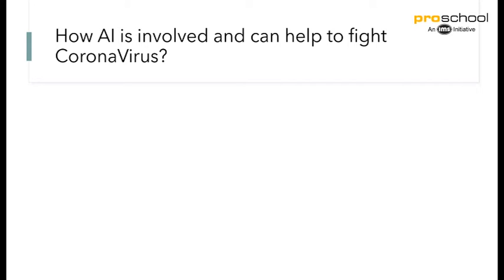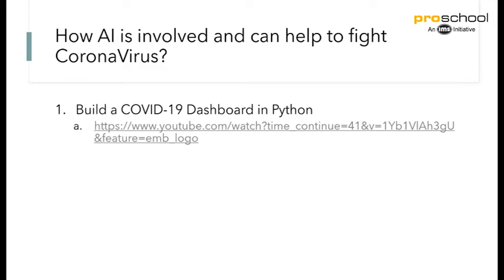Going to involve and how AI is helping to fight coronavirus. So I'm just giving you five pointers, and after that I will go into detail on how I have used AI techniques to look into how coronavirus could be handled. And much more, I will show how I can do the data analysis with the help of AI. And after that, we will go through the prediction part also.